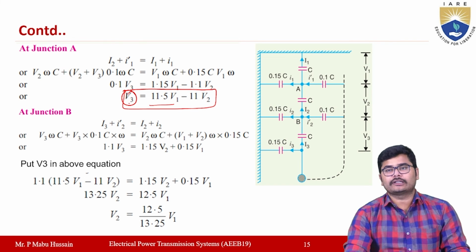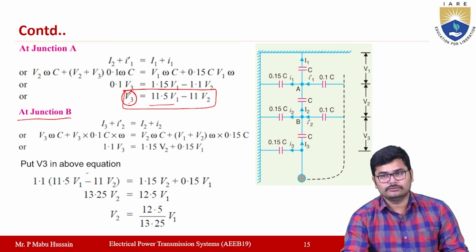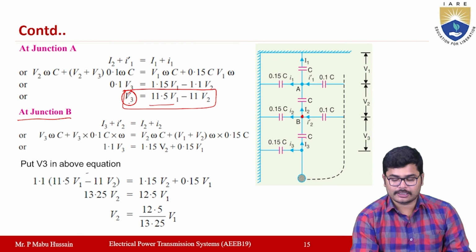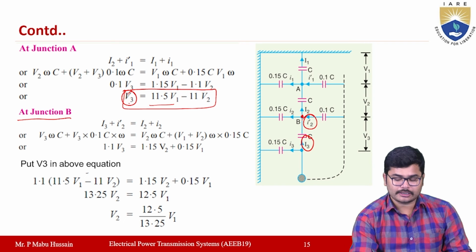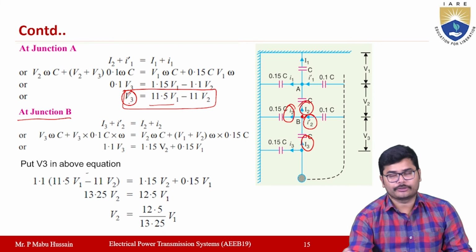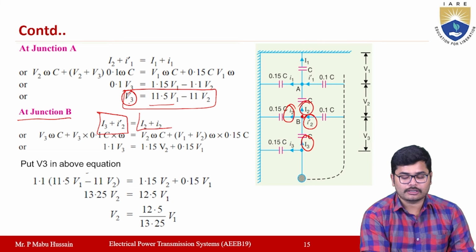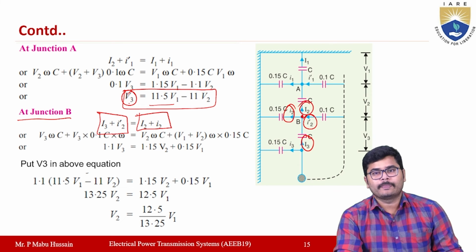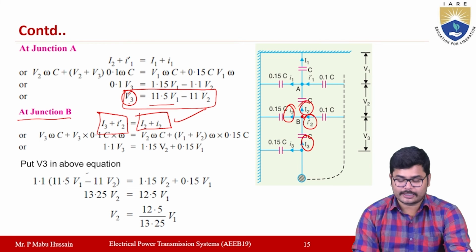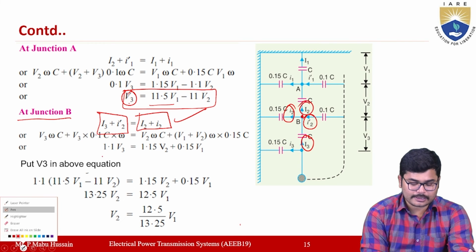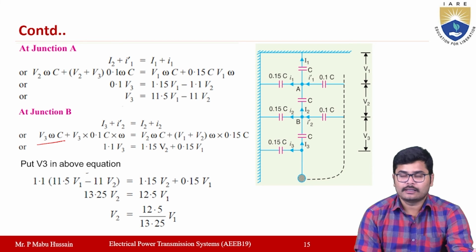Similarly, we have to write the KCL equation at junction B also. At junction B, if you observe, the incoming currents are capital I3 and small I2 dash. Outgoing currents are small I2 and capital I2. So the sum of incoming currents is equal to the sum of outgoing currents, which is the KCL. Again, you can express them in terms of voltages. So I3 is again the same, which will be equal to V3 into omega C plus I2 dash.